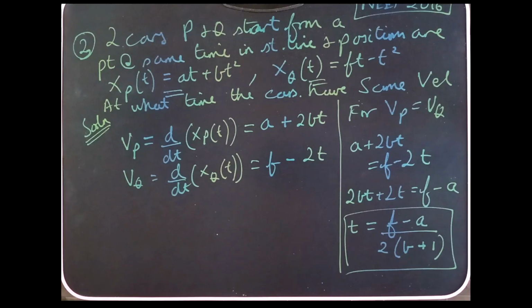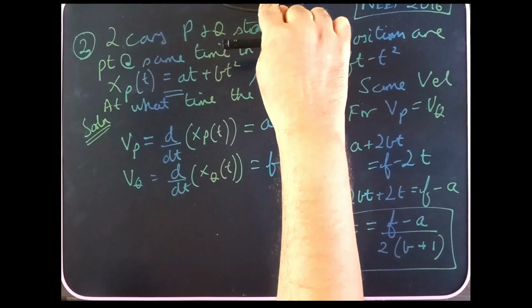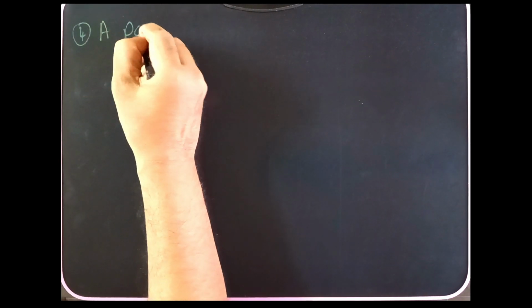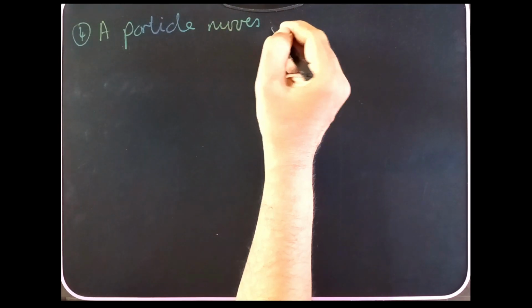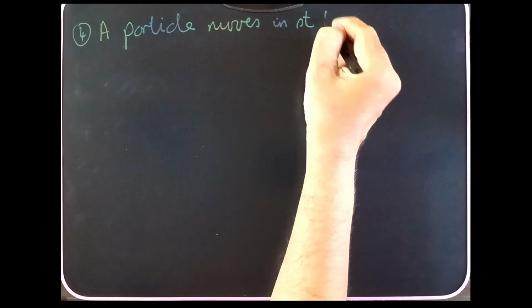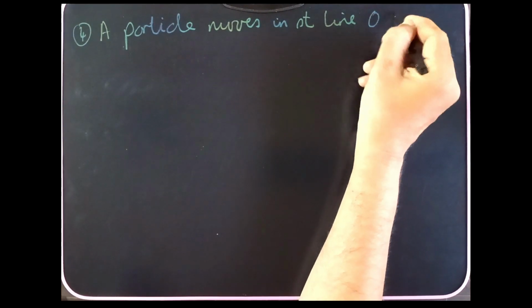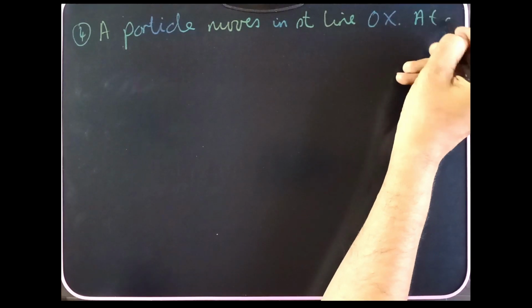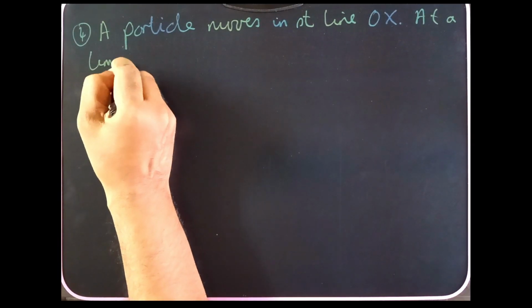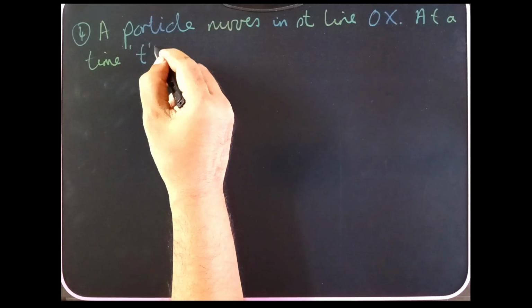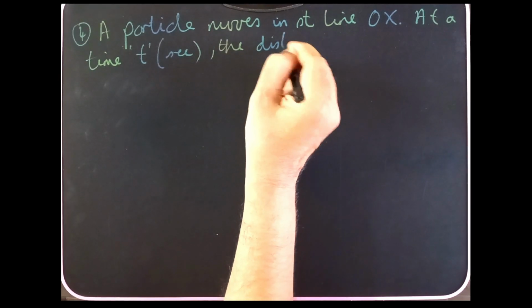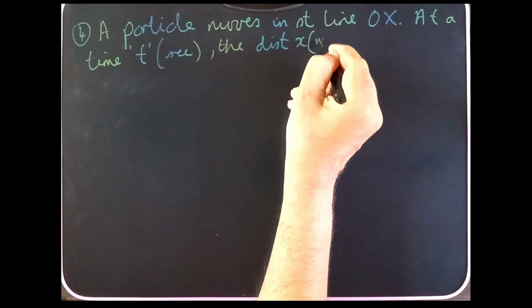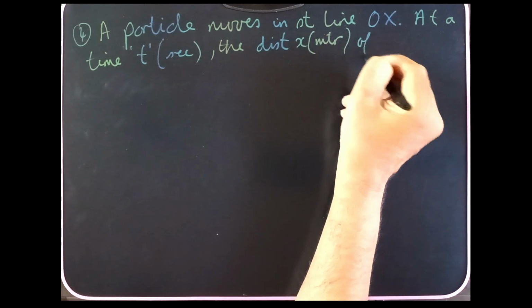Let's solve one last problem related to speed and velocity. See the fourth problem. A particle moves in a straight line OX. At a time t, which is given in seconds, the distance x, which is given in meters, of the particle.